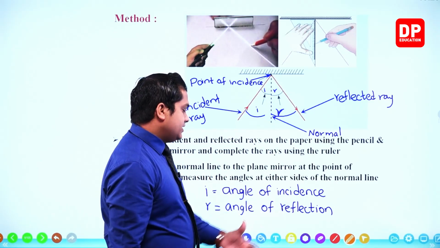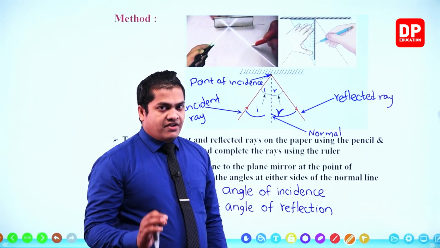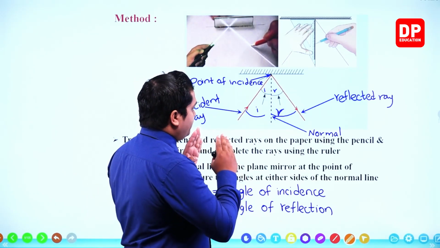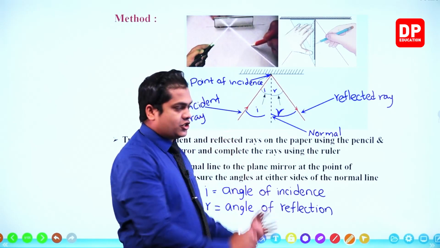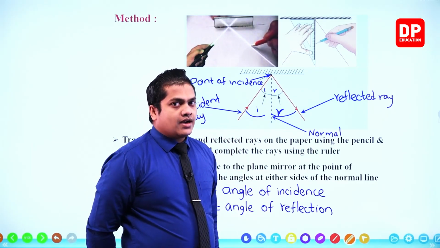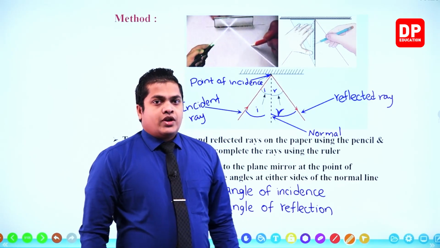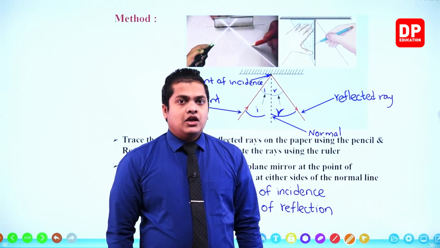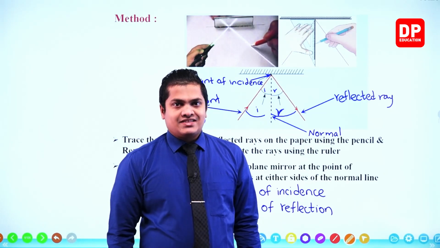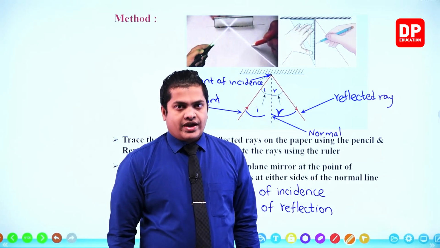The angle of incidence and the angle of reflection. What you have to do is measure the angle of incidence and the angle of reflection. So this is how to conduct the activity, my dear children. Right then, now let's head on to the lab and do this experiment and see what is going to happen with the two angles.